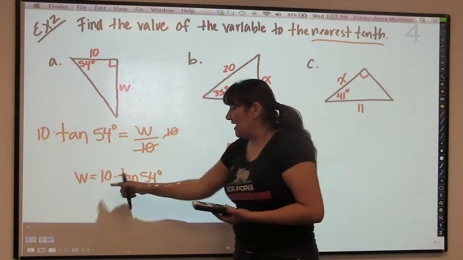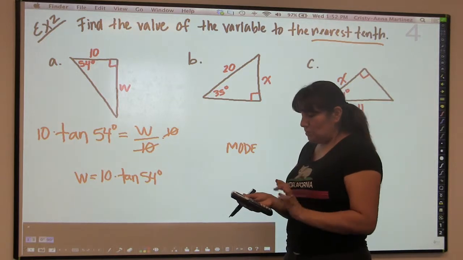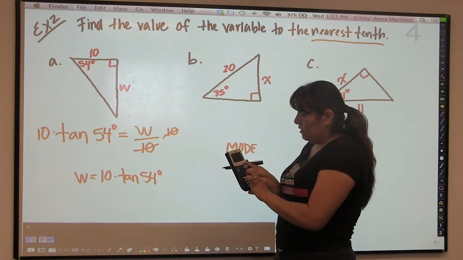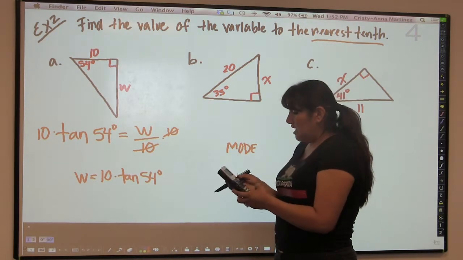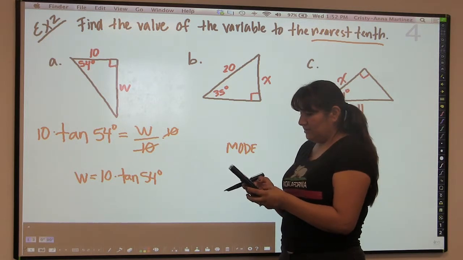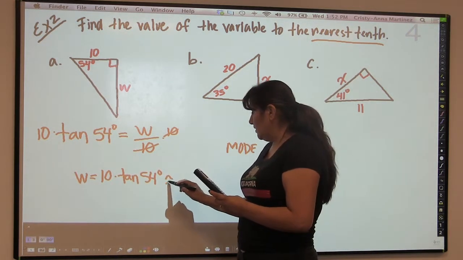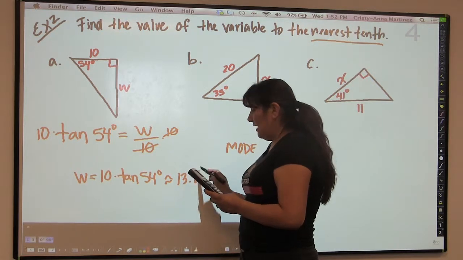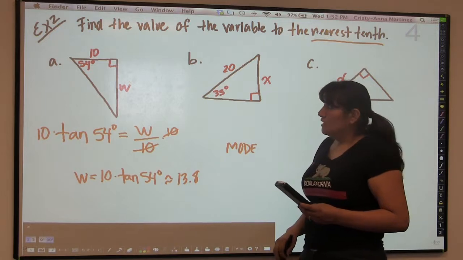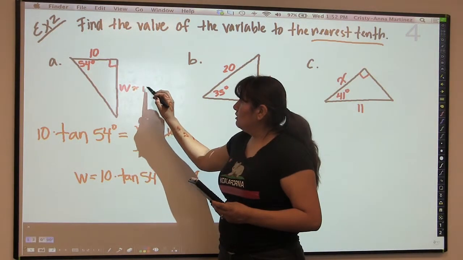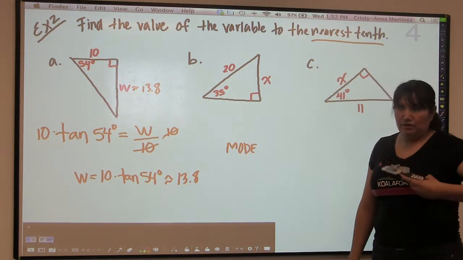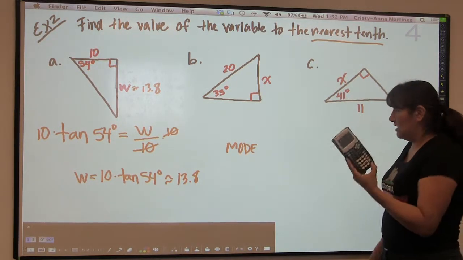So then we're going to go 10. Once you're in the right mode, you're just going to go 10 times tangent, which is again a button on your calculator right around here. Automatically a parenthesis will open, and then you type in the 54, close parenthesis, hit enter, and you get approximately 13.8. It's 13.76. We want to round to the nearest tenth, so 13.8. So W is approximately 13.8. Any preguntas on how you do that? Primarily the calculator. Well, I can't really answer your questions right now, but you can ask them later.